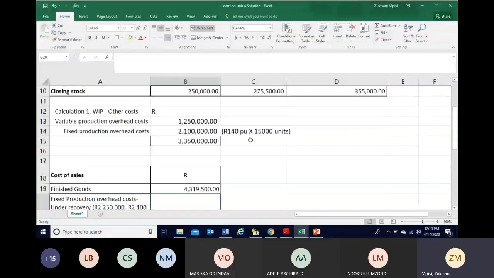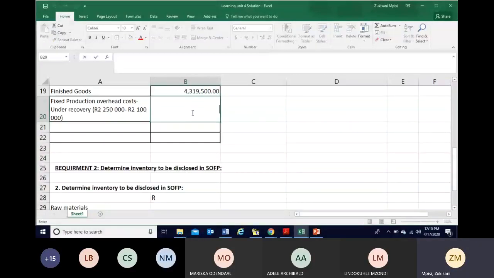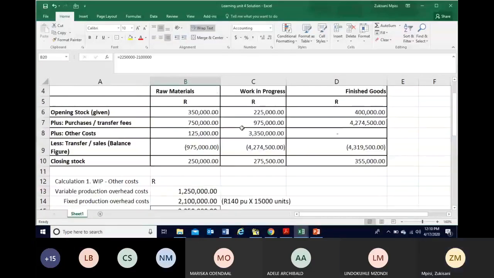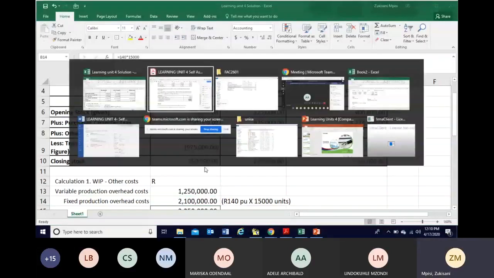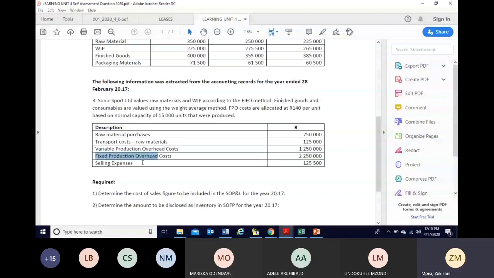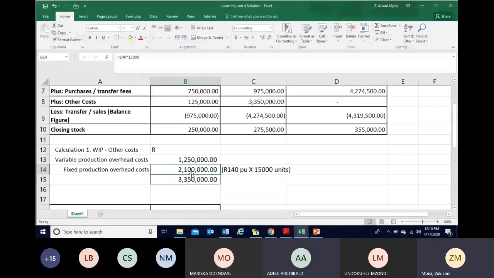When we were calculating the work in progress, we should have used 2,250,000. So now we have to increase this amount here, which is basically made up of 2,250,000 minus 2,100,000, which gives you 150,000. So this balance here is for under recovery, because we allocated inventory at fixed production overhead cost at normal capacity, and then later on, the actual cost that we incurred, here, fixed overhead production costs are 2,250,000, which means that we are under recovered by having used the 2,100,000.